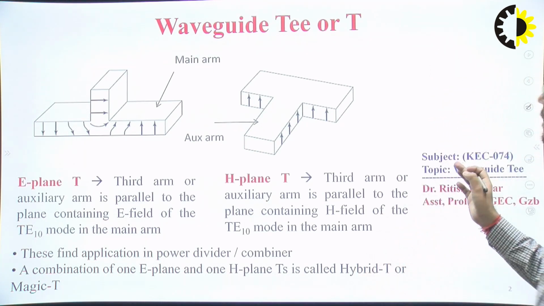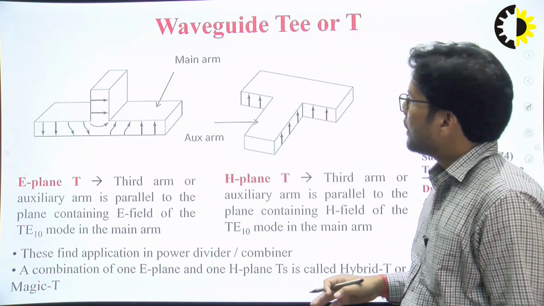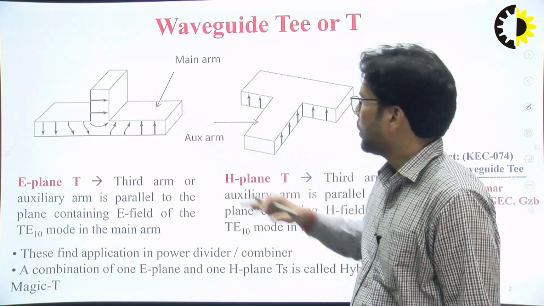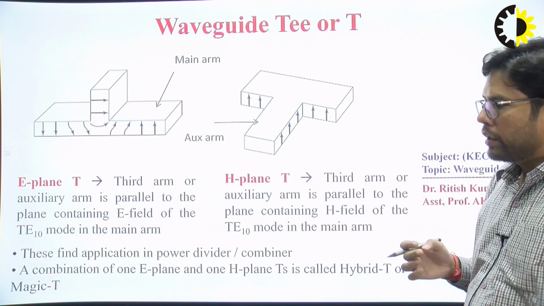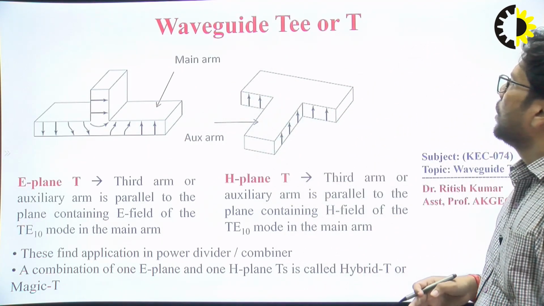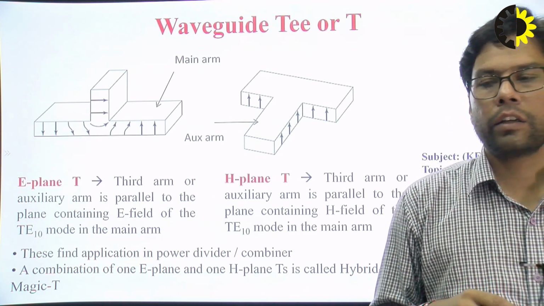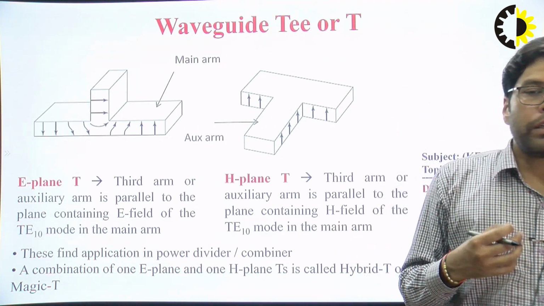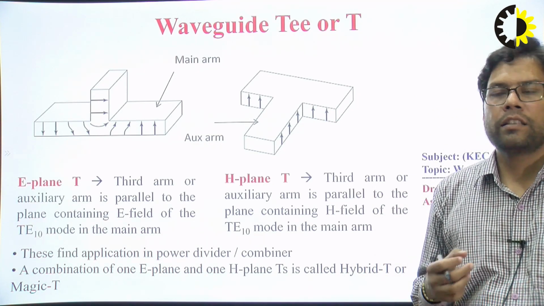Here you can see it is looking like a T junction, right? It is looking like a T form in both the first kind and the second kind. But from the field orientation point of view, these two are different waveguide Ts. Based on the orientation of fields, such as electric field and magnetic field, we characterize these as an E plane T and an H plane T. E represents the electric field and H represents the magnetic field.